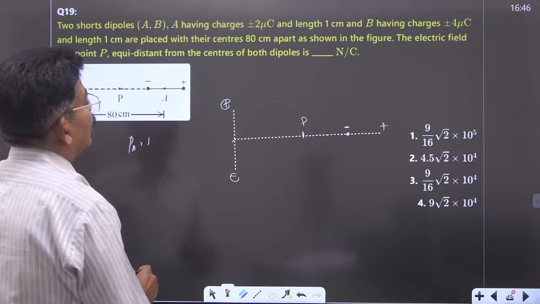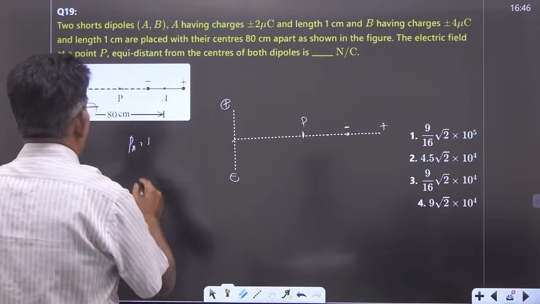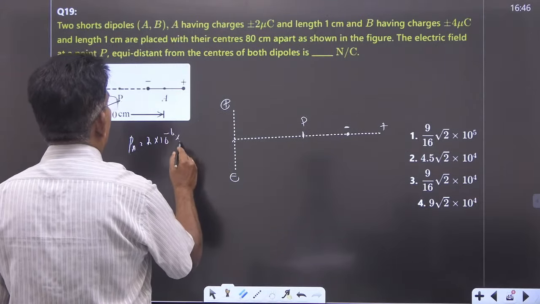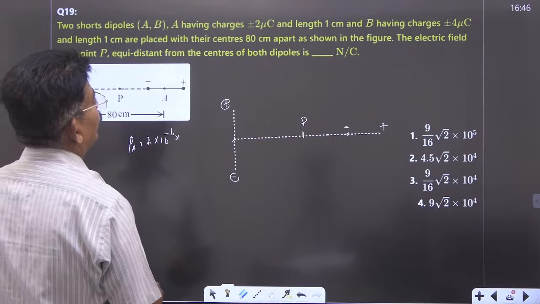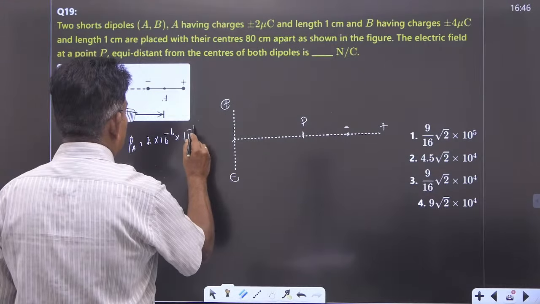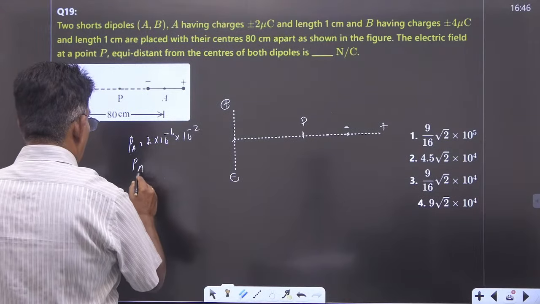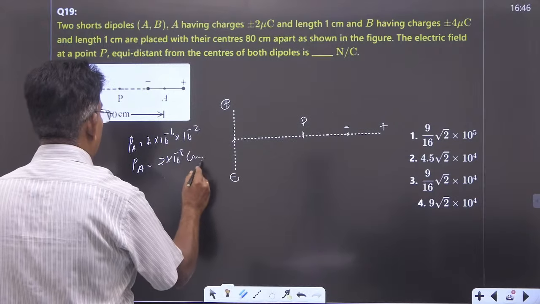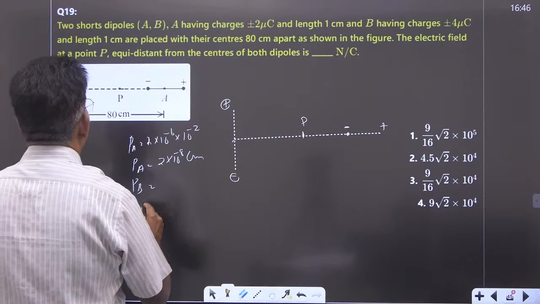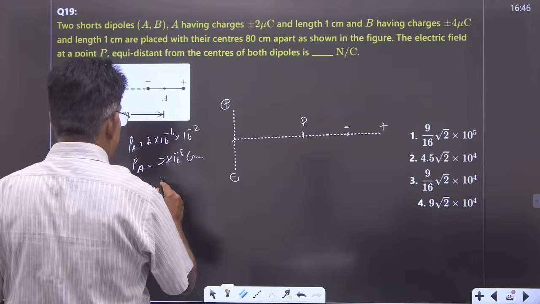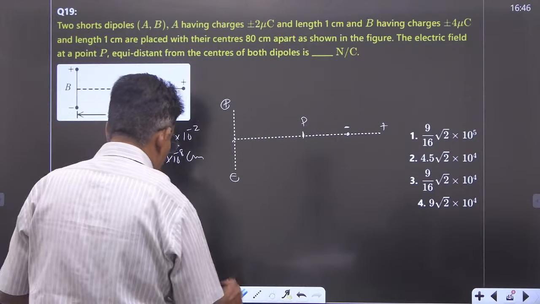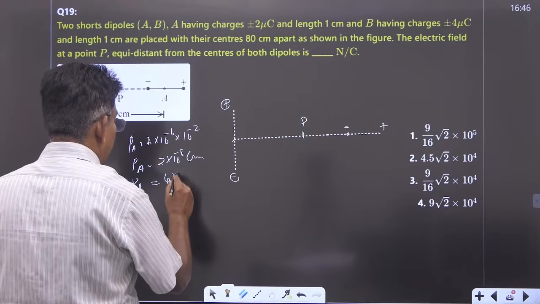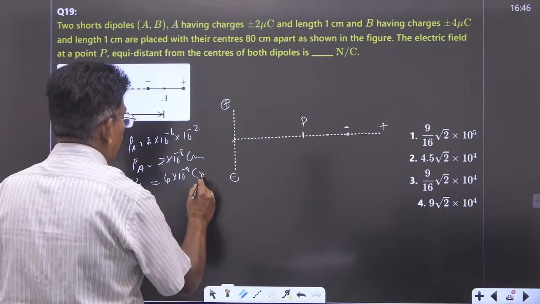Values are 4 microcoulomb, and for B it is also 4 microcoulomb. PA will be either of the charges times the separation between them. What is the separation between the charges? Length 1 centimeter, that is 10 to the power of minus 2. Therefore, the dipole moment PA is 2 into 10 to the power of minus 8 coulomb-meter. And PB, the dipole moment, since the charges are just double, is 4 into 10 to the power of minus 8 coulomb-meter, due to the second dipole.